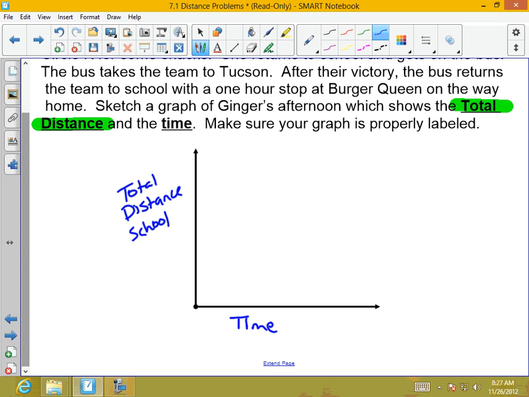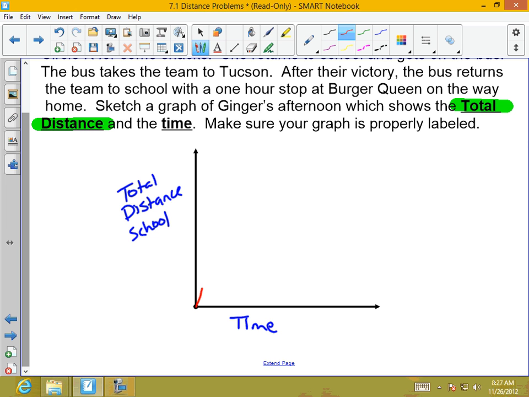These are the two things that cause you to get them wrong. You'll just put distance from school, even though it's total distance. You won't remember the differences. And because this is total distance, where's the first place Ginger goes? Where does she go first? Circle K. She goes to Circle K.